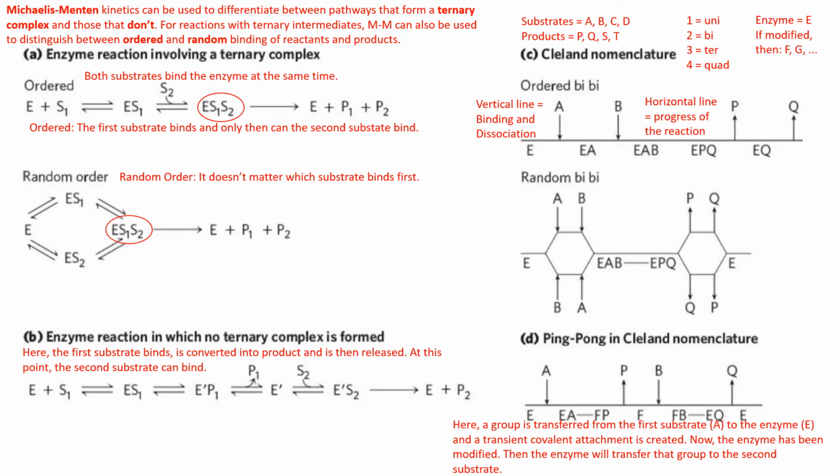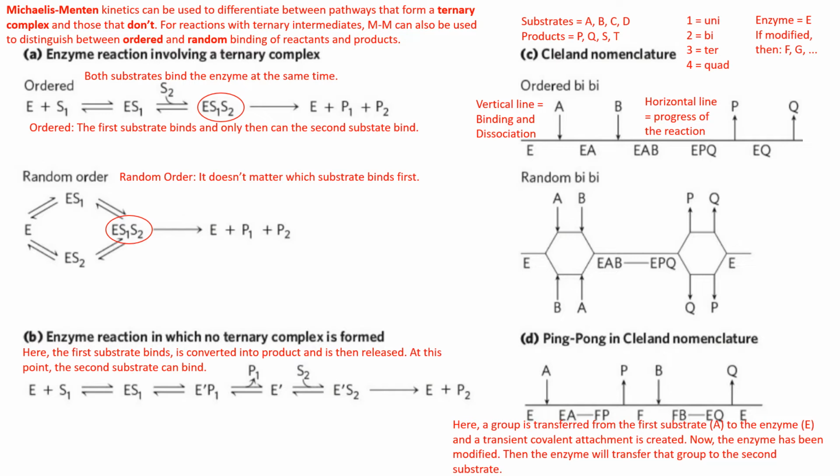products. So for A, we have an enzyme reaction involving a ternary complex. And then we have ordered and random. So in the ordered, the first substrate binds, and only then can the second substrate bind. So we have the enzyme plus substrate 1 turns into the enzyme and substrate 1 complex. And then the second substrate comes in, and then you have the ternary complex, enzyme, substrate 1, and substrate 2. And that turns into the free enzyme plus product 1 plus product 2.